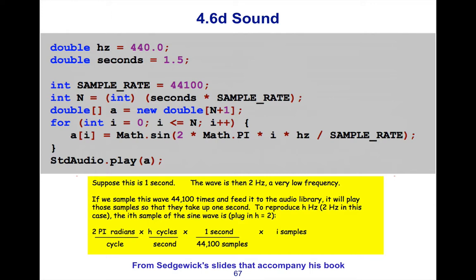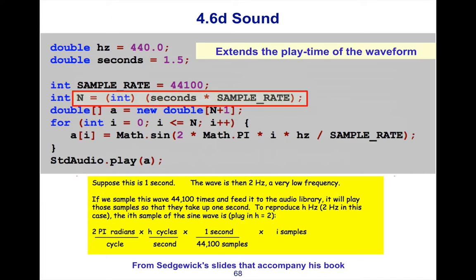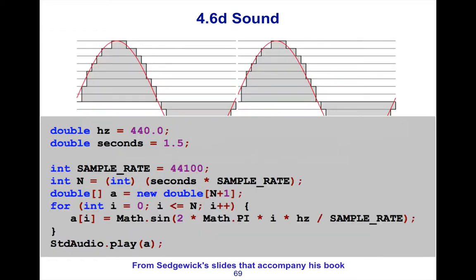So for 1.5 seconds, this function is going to basically do 44,100 samples plus half again as much to play for 1.5 seconds. Once those samples are complete and stored into the array a, we then provide that to the sound card by saying StdAudio.play, and the sound card will reproduce concert A for 1.5 seconds.